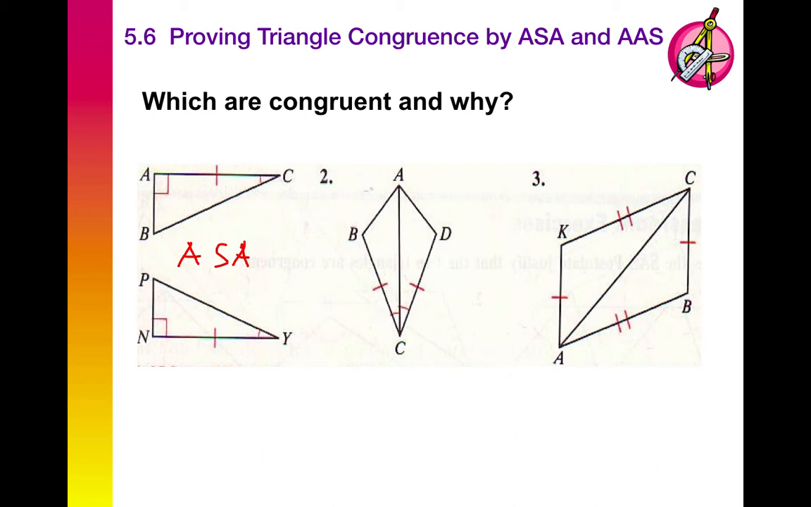The second one over here, I have a reflexive side AC, then I have an angle, and then I have a side. So I have side, angle, side. So that's what this one would show. This third one over here, I've got a side, and I have a reflexive side. This can be shown congruent by side, side, side. We have many different ways that we can show that two triangles are congruent.